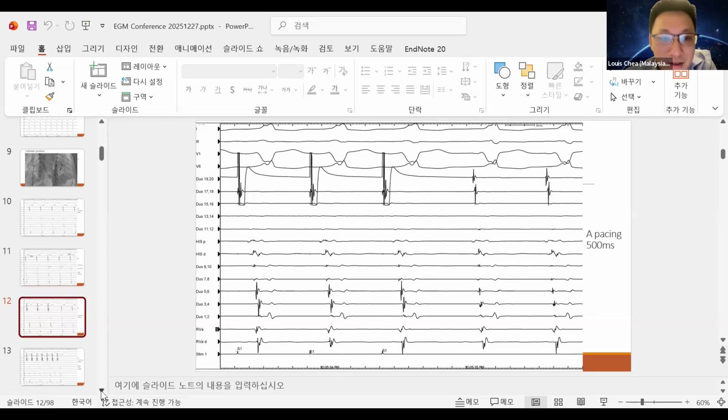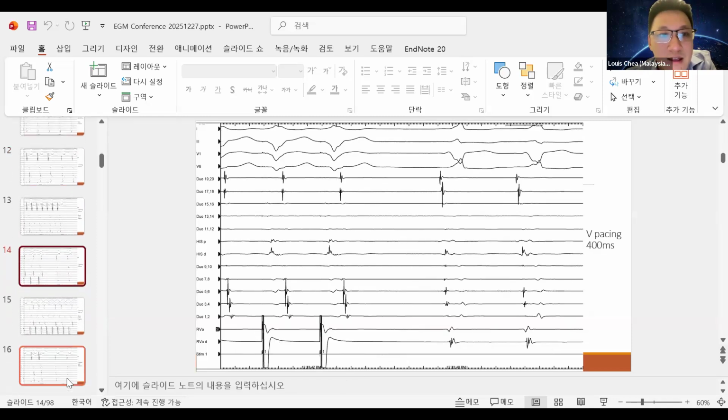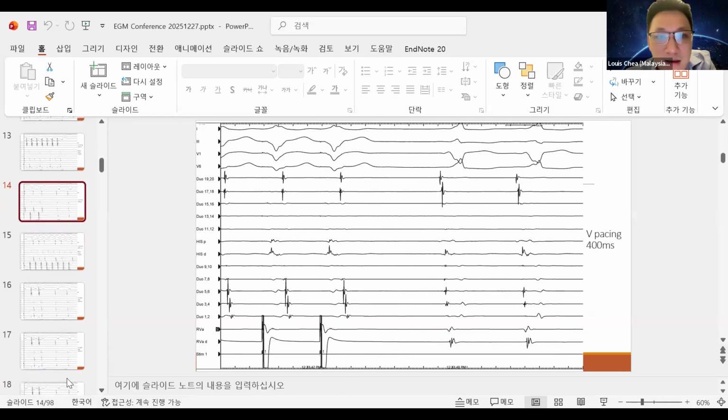But I do understand that the far-field signal in the His is rather misleading in this case. And similarly, when you did the RV pacing, the duodeca 19-20 was also early compared to the CS, which also probably points towards the right anterior or right lateral bypass track in a way. Yeah, so that's my comment.